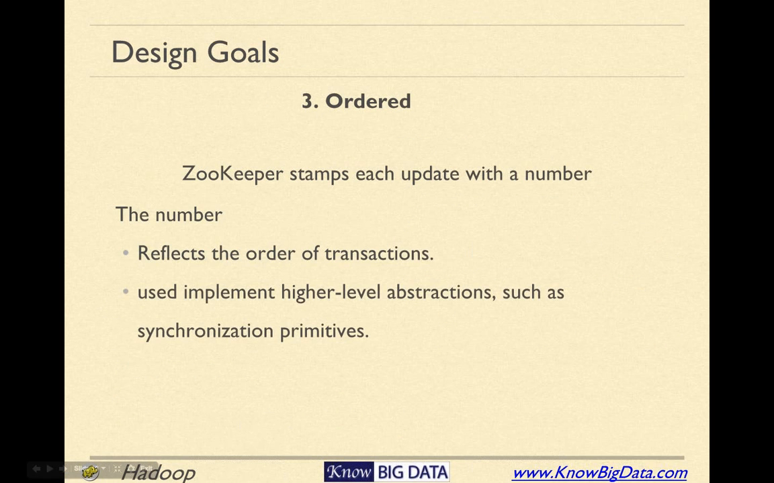The third design aspect of a Zookeeper is that the updates are strictly ordered for transactions, for synchronization, for avoiding race conditions and deadlocks. So every update, every change that goes into Zookeeper has got a unique number marked on it that keeps on increasing.